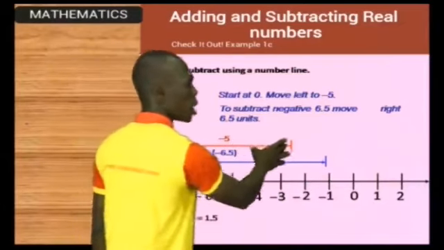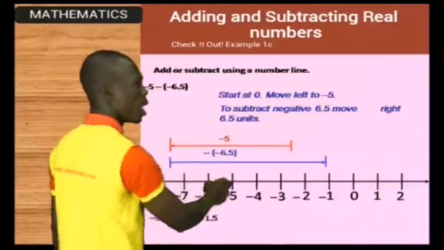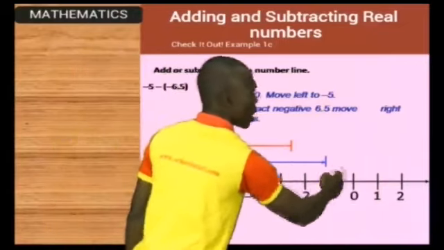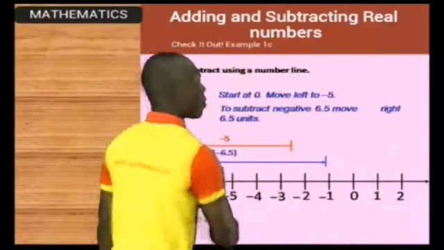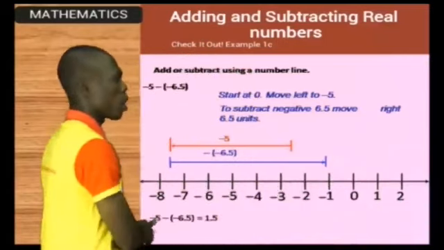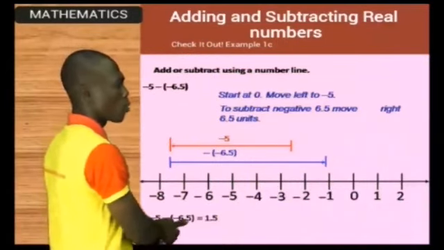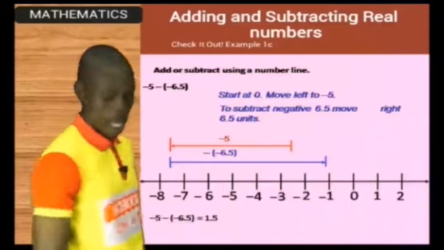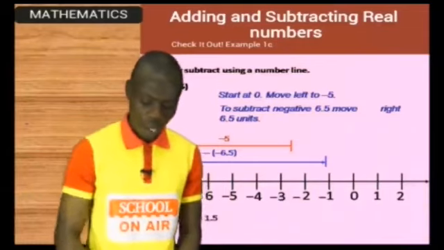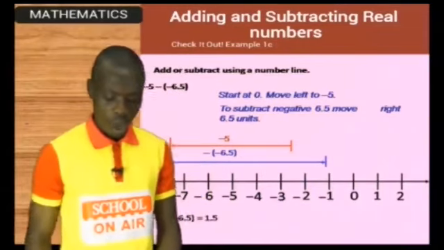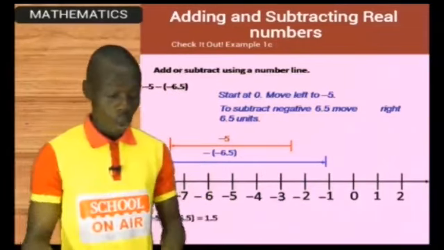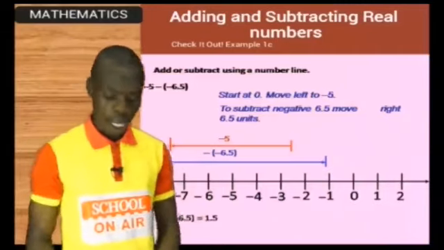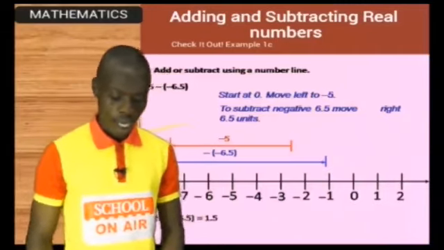There's a mismatch here. So this is supposed to end here, and then you have your 6.5 again to this side, and you get 1.5 here. So if you have minus 5 minus 6.5, it becomes minus 5 plus 6.5, which will give us 1.5. So that's how you put all these things on a number line, and then you just work with it, put together what you have, and then you will have the answer that you need.